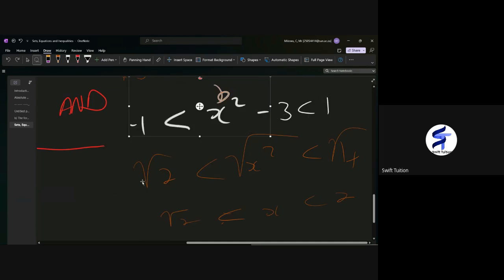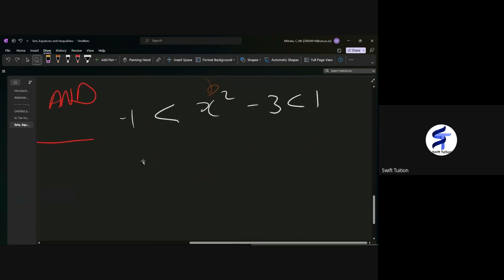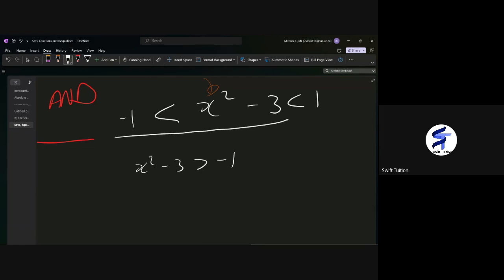Okay, we work with each side of the inequality at a time, right? Because we know how to work with x. We know how to work with x squared minus 3 is greater than -1. I'm just rewriting this portion. I just want to have x squared minus 3 on the left-hand side. It just makes my life easier, right? This is the left-hand side, right? So x squared minus 3 in this scenario has to be greater than -1. But we know that in the same problem, in the same set of solutions, it also has to be less than +1.